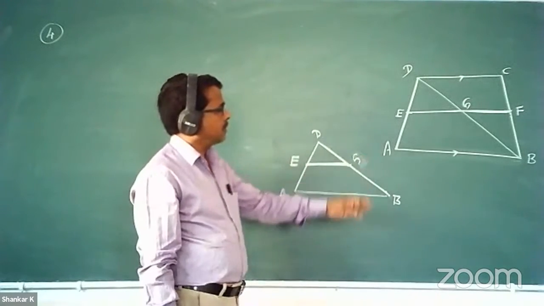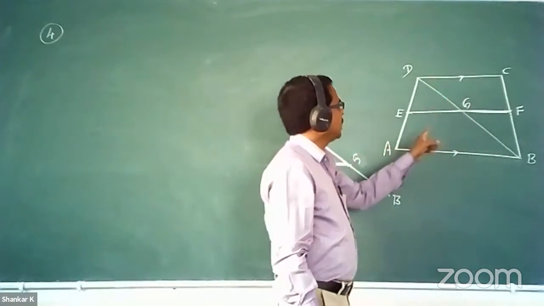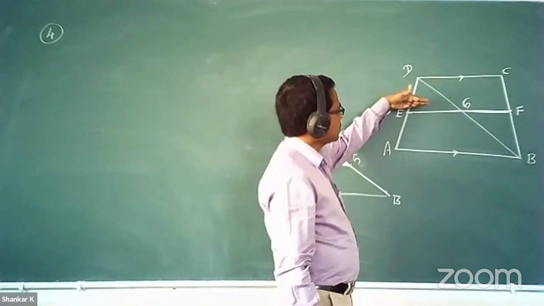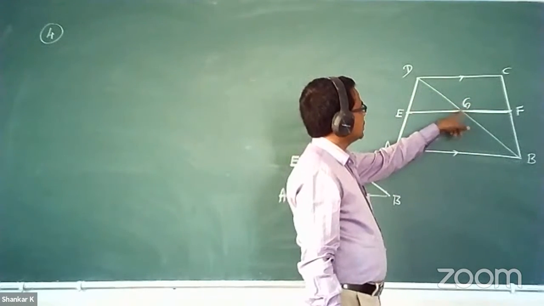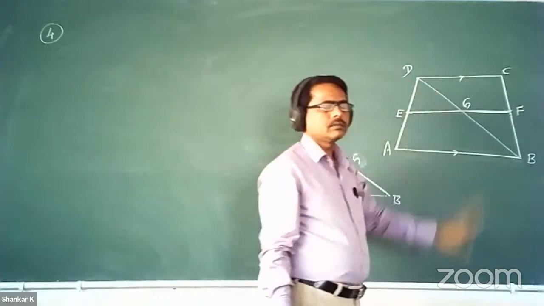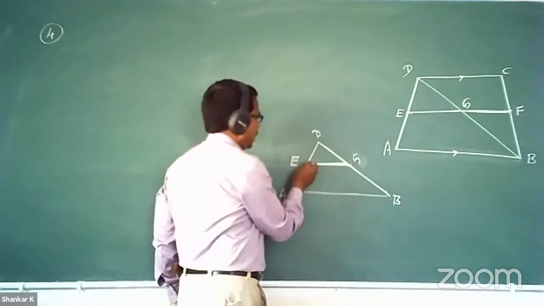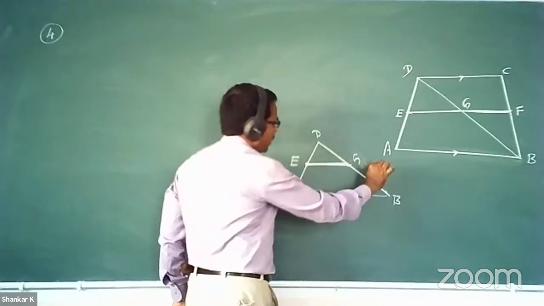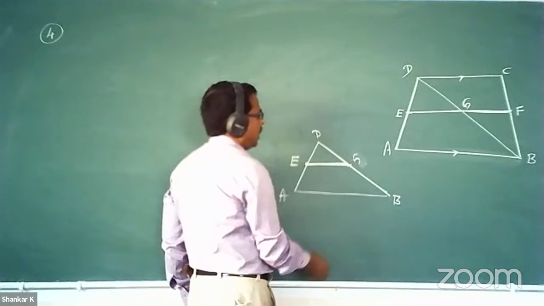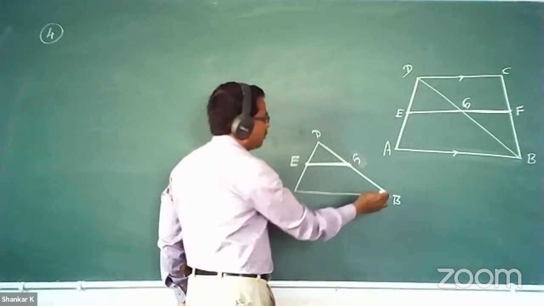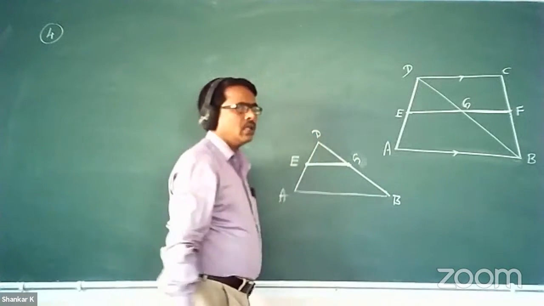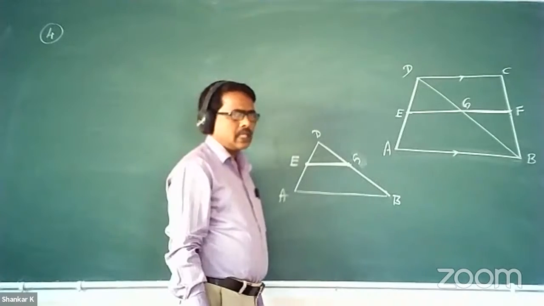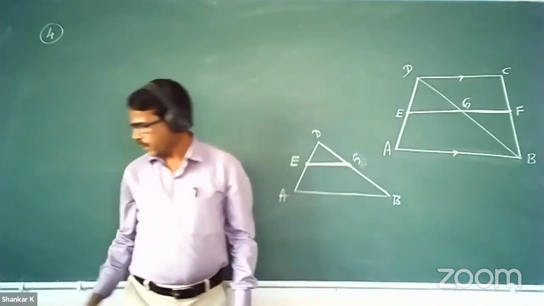What have we drawn here? E is the midpoint of AD, and this line is drawn parallel to AB. Therefore, G is the midpoint of BD. So BG and GD are equal. Okay. Next.